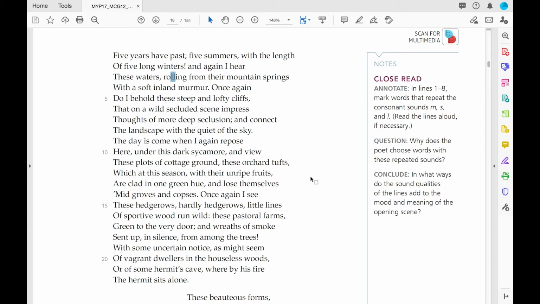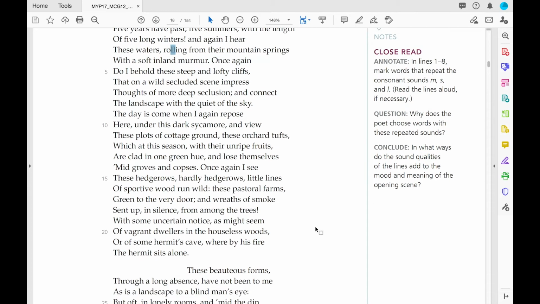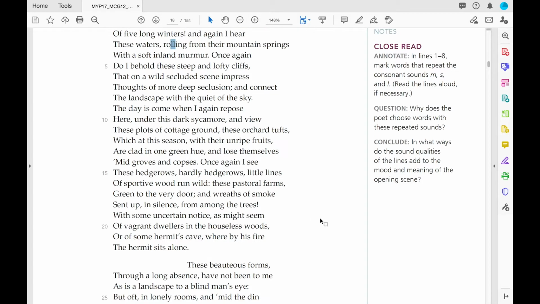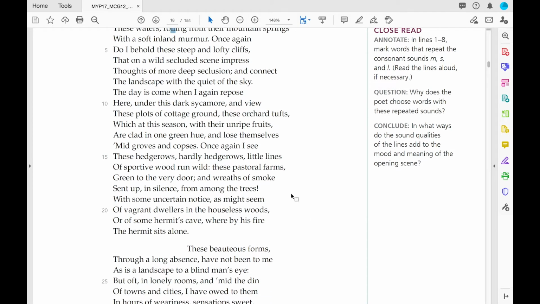Here, under this dark sycamore, and view these plots of cottage ground, these orchard tufts, which at this season, with their unripe fruits, are clad in one green hue, and lose themselves mid groves and copses. Once again I see these hedgerows, hardly hedgerows, little lines of sportive wood run wild, these pastoral farms green to the very door, and wreaths of smoke sent up in silence from among the trees.